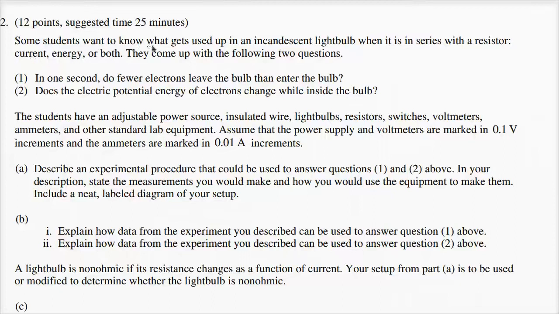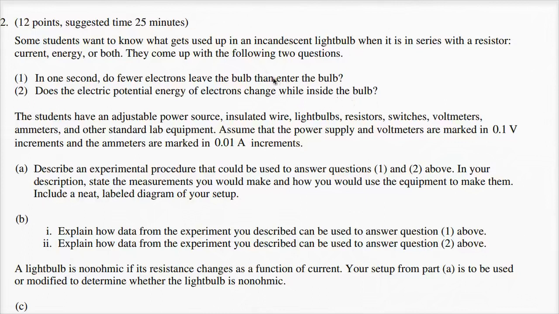Some students want to know what gets used up in an incandescent light bulb when it is in series with a resistor: current, energy, or both. They come up with the following two questions. In 1 second, do fewer electrons leave the bulb than enter the bulb? And does the electric potential energy of electrons change while inside the bulb?